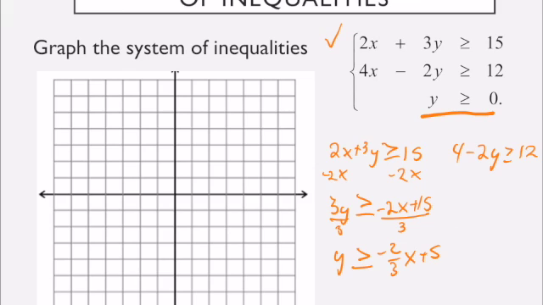Okay, I have 4x. Forgot that. Subtract 4x from both sides. That gives me negative 2y is greater than or equal to negative 4x plus 12. I divide both sides by negative 2, so I flip my sign. I have y is less than or equal to 2x minus 6. So here I have some equations.